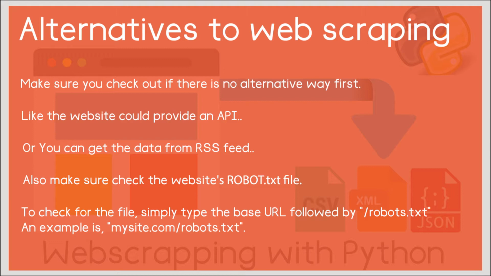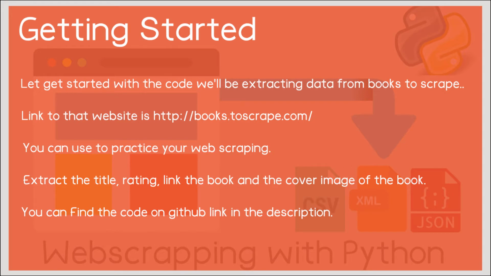You should also ensure that you check the robots.txt file of a website before making your scraper. This file tells you if the website allows scraping or if they don't. To check the robots.txt file, simply type in the base URL followed by /robots.txt. An example could be mysite.com/robots.txt. So let's get started with the code.